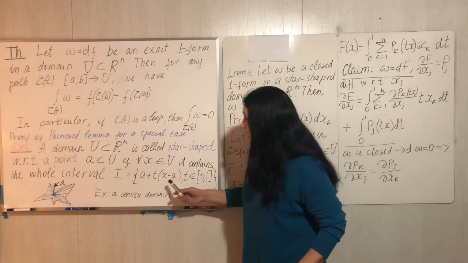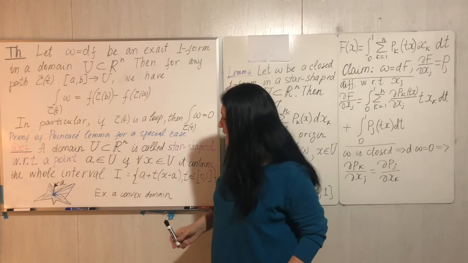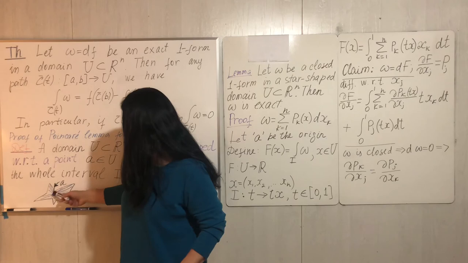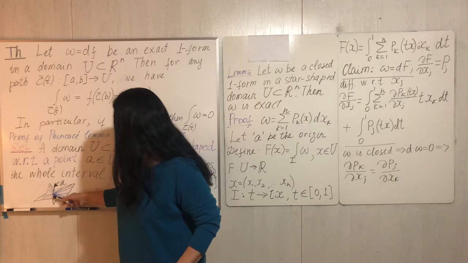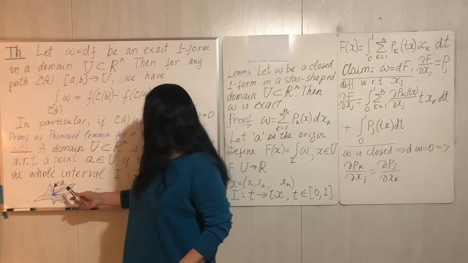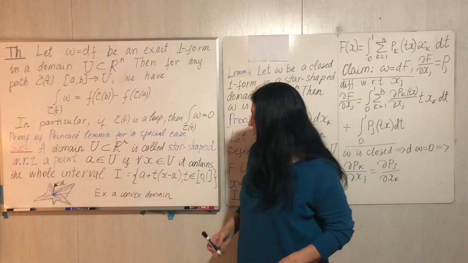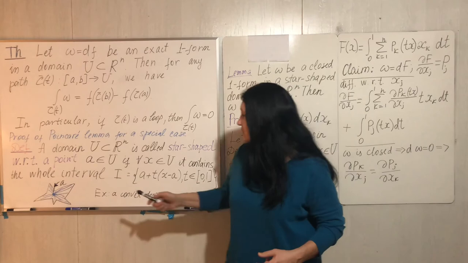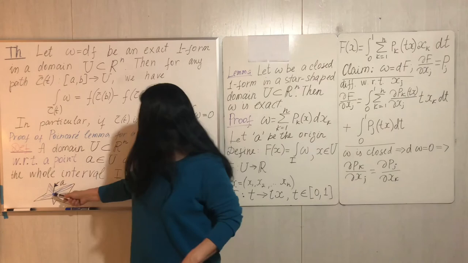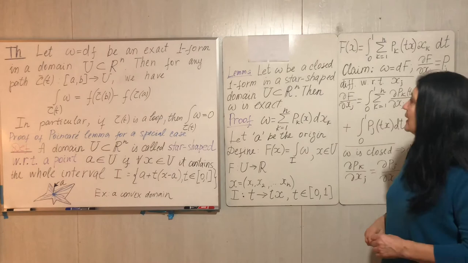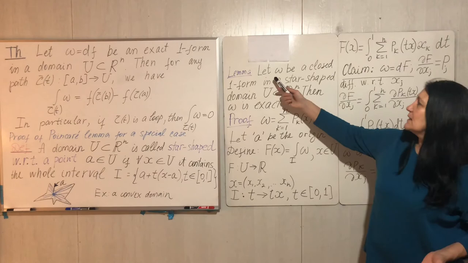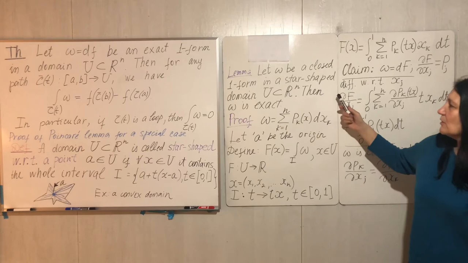So basically, here is just an illustration. It's star-shaped if we can find a point, at least one point A, right, from which we can reach any other point in this domain using just segments. It doesn't have to be a convex domain, but of course convex domains are an example of star-shaped domains, and here I drew something that is not convex, but still it is a star-shaped domain, right? So from point A we can reach all of the points. And then the Poincaré lemma can be formulated as: let omega be a closed one form in a star-shaped domain U in Rn, then omega is exact.